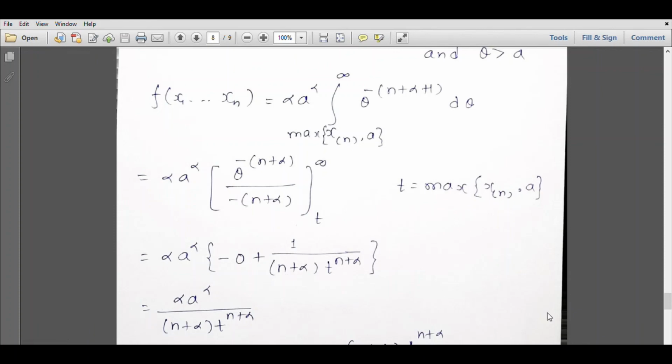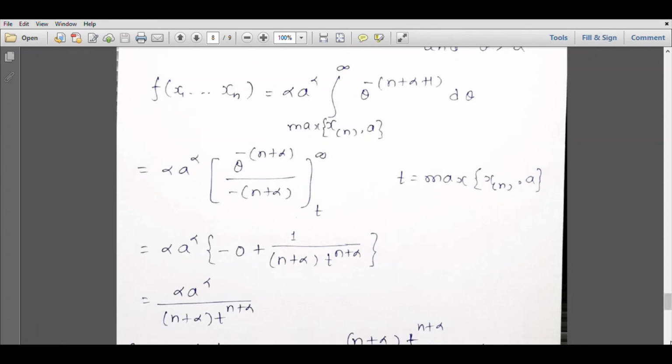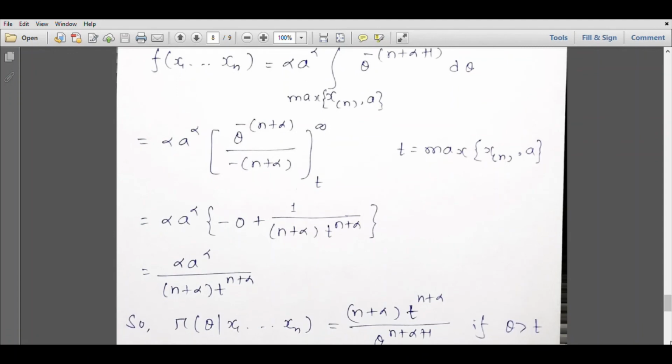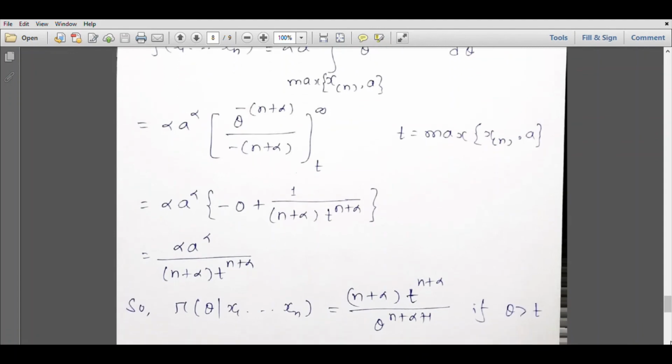So now if this is the joint distribution of xi's, then the posterior distribution of theta given xi's will be (n plus alpha) t raised to n plus alpha upon theta raised to n plus alpha plus 1, if theta is greater than t. Notice that we started with Pareto distribution as a prior distribution of theta, and we ended up getting the posterior distribution also Pareto, but with parameters n plus alpha and t.